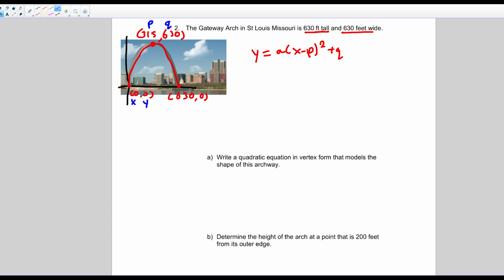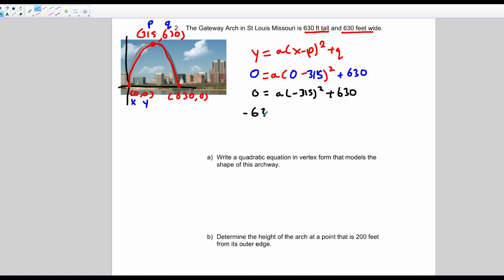And of course, mathematicians love a good origin point, right? So we've got 0 and 0 as our x and y values. So let's go ahead and substitute those in. We've got 0 is equal to our a value, which we don't know yet. 0 is equal to a times (0 minus p, which in this case is 315), and we're going to square that. And then we're going to add 630.